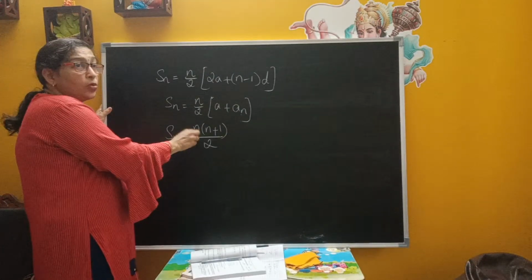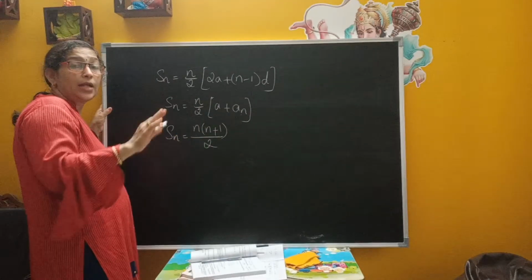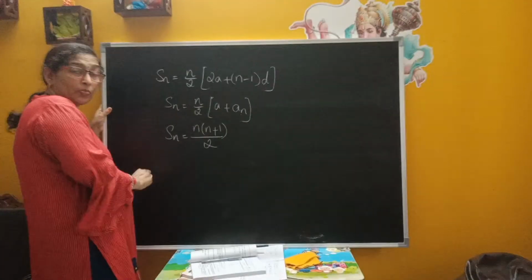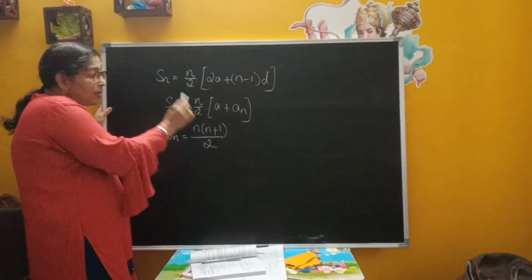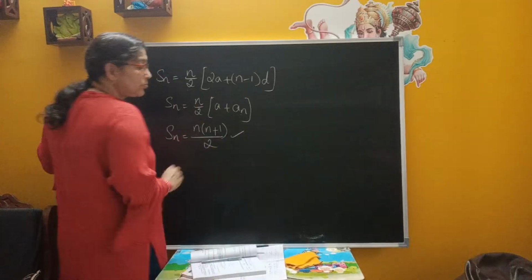Your n value is however many it is asked to find. If they ask for 100 numbers, then n is 100. If 50 numbers, then 50. So directly we can use this formula.